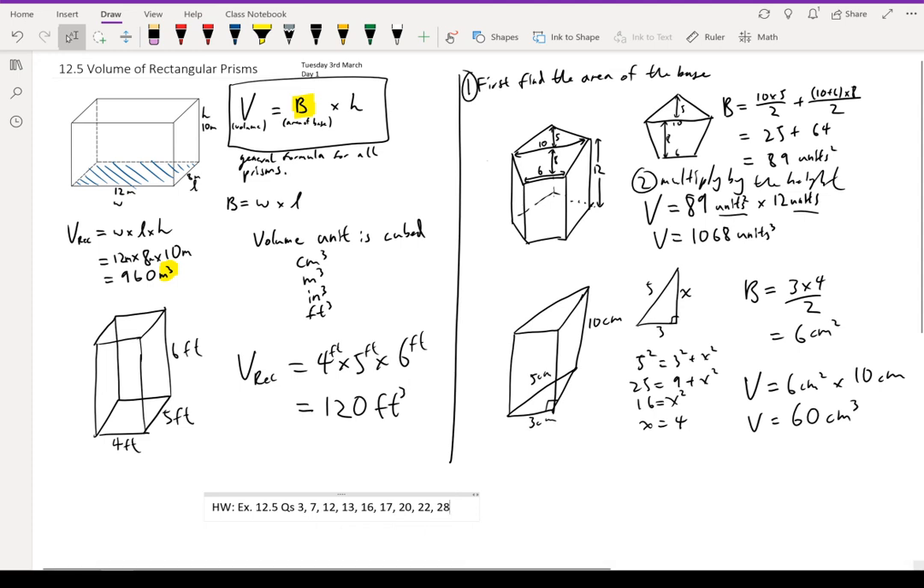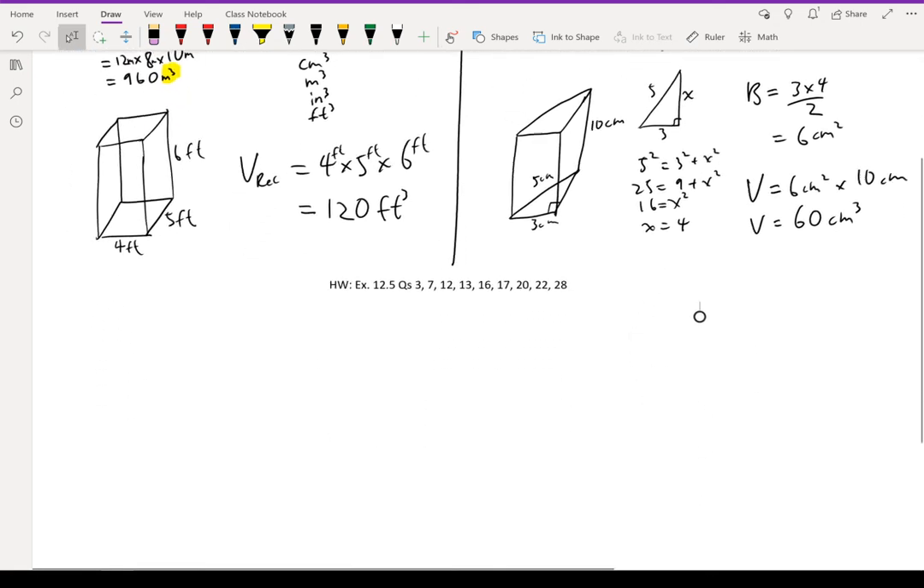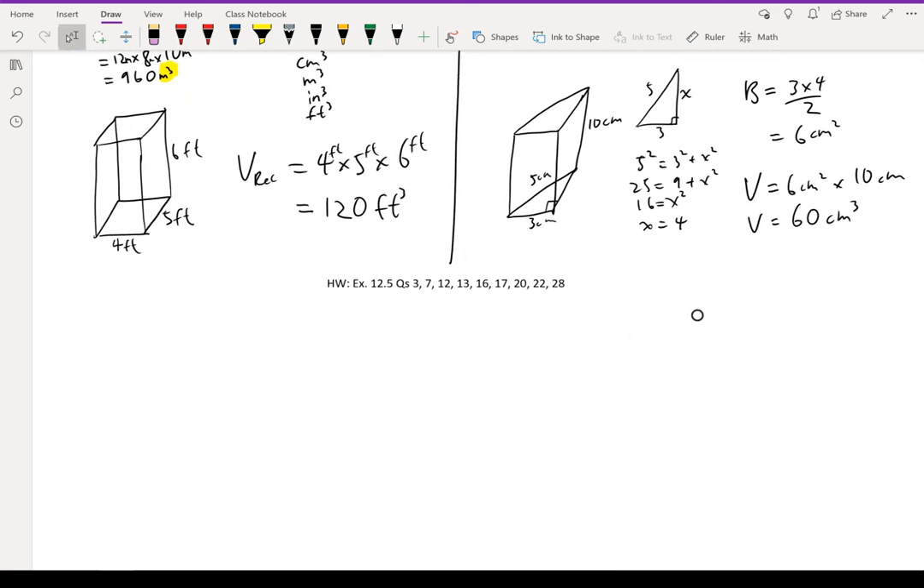And I think that, oh, I forgot one thing. I'll just leave the homework over here so you can copy it later. One thing I forgot to mention is if a rectangular prism's volume is given to you and you are asked to find the height of the prism.